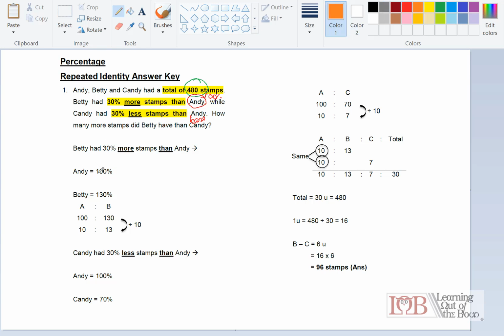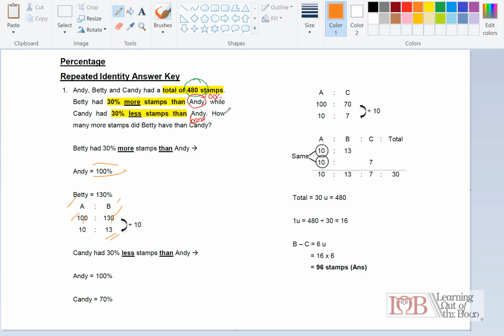Andy is equal to 100%. Why? Because Andy is here, so this is the base. Okay, so let's first compare Andy and Betty. So A and B. Since A is 100%, B will be 100 plus 30%, which is 130. Simplest form is 10 and 13. So this is correct. Alright.